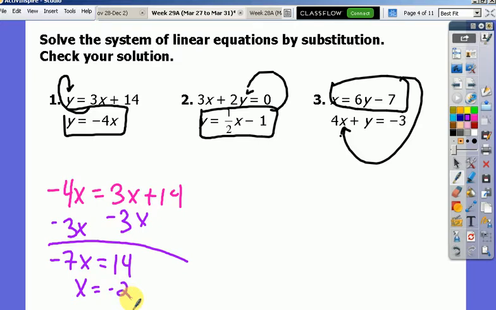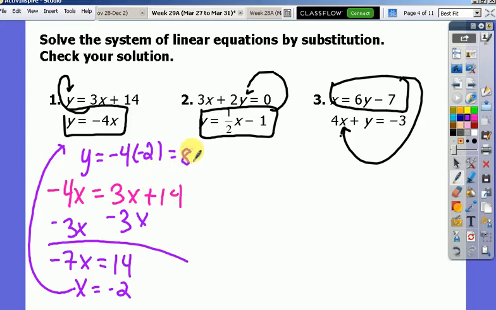Okay, so now I'm going to do what with this? Now you can plug that in. Plug it in. So y equals negative 4 times negative 2. 8, so what's my point? Negative 2, 8. Negative 2, 8. Why do I keep forgetting that wrong?